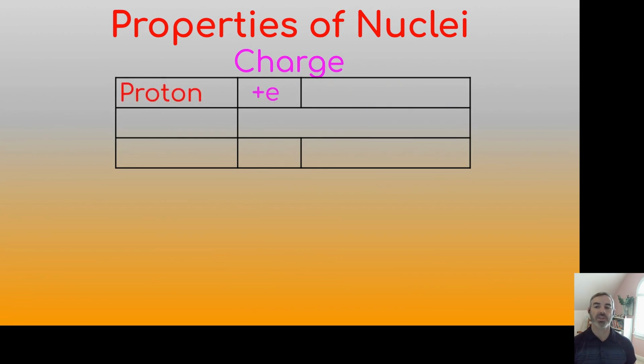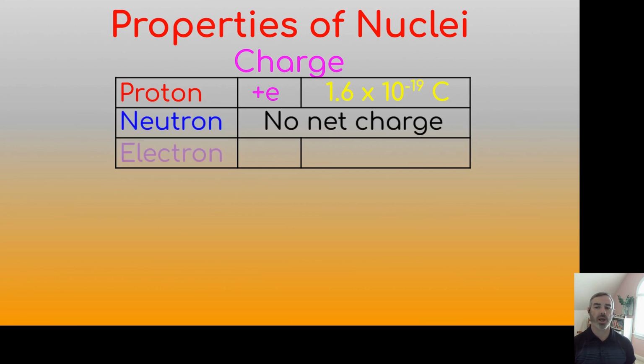Now, the charges of the particles in the atom. A proton is plus e, the elementary unit of charge, which is 1.6 times 10 to the negative 19th coulombs. A neutron has no net charge. And an electron is negative e, the negative of the proton, so that they have an attractive force.